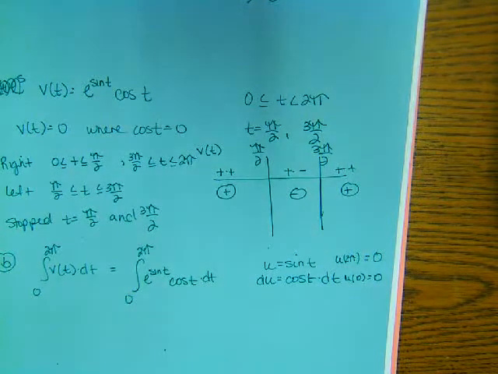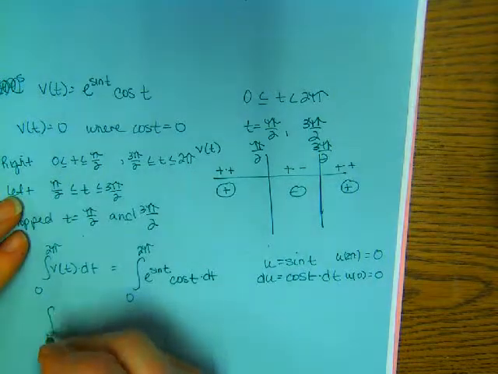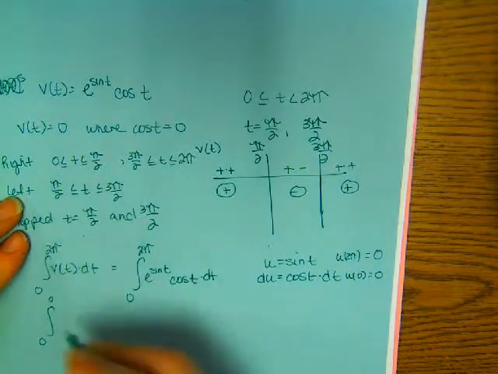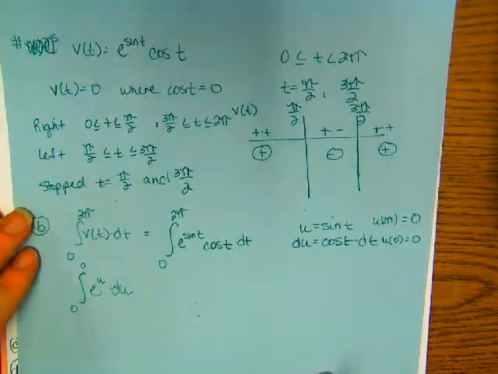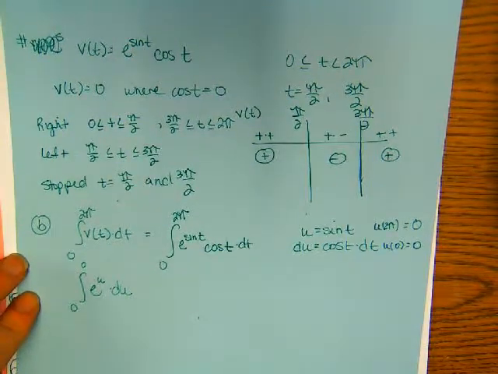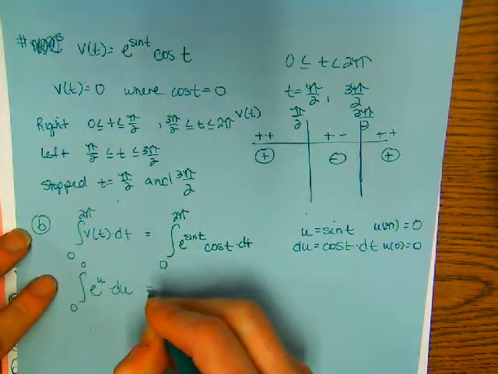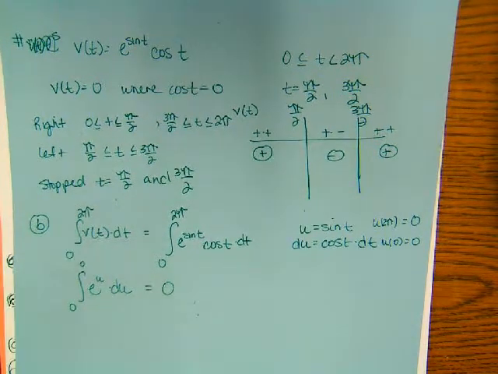Yeah. If I'm going to integrate from 0 to 0, what should my displacement be? 0. Is that what the back of the book said for B? That the displacement was 0? Okay. So just to go through the process, this is integrating from 0 to 0, e to the u du. Do you see that u substitution there? And I don't even need to integrate because the integral from 0 to 0 is just 0.